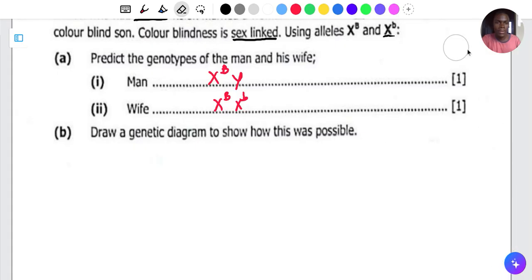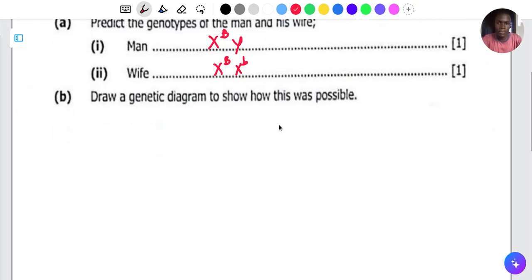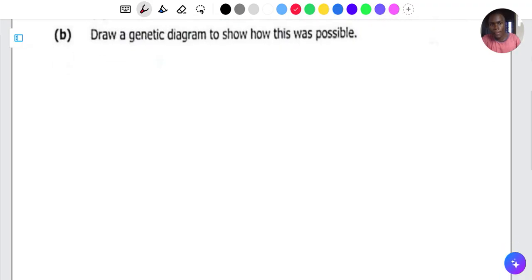So you just need to use these alleles that we have come up with, these genotypes. So the steps in drawing a genetic diagram. The first thing, you need to start with the phenotype, which is an outward appearance of a living organism. So on the phenotype here, you specify we have a man crossed with the wife.